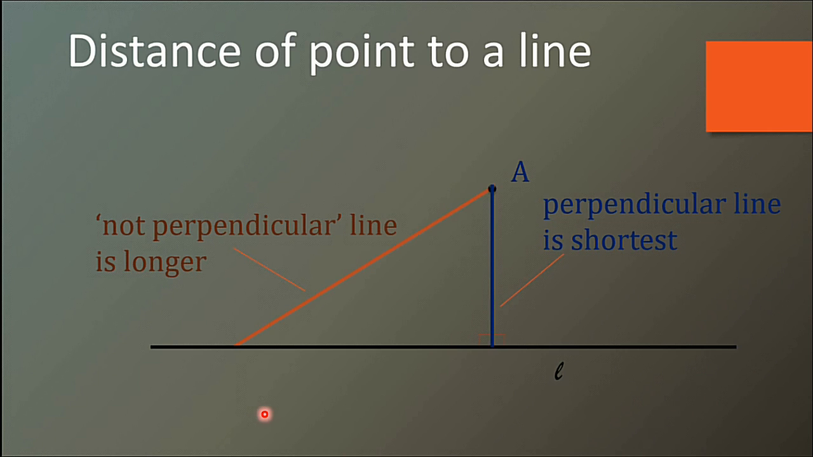Since the perpendicular line is unique, it is useful as a reference point when we talk about this shortest line from a vertex of a triangle to the opposite side. We call it the altitude.